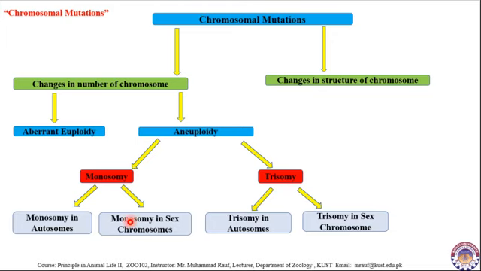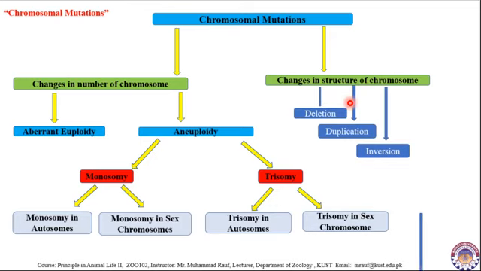An example of that particular condition is Turner syndrome. An example of that condition is Down syndrome. An example of that condition is Klinefelter syndrome. In this video, we will discuss the changes in the structure of chromosomes, which are of four types: deletion, duplication, inversion, and translocation.